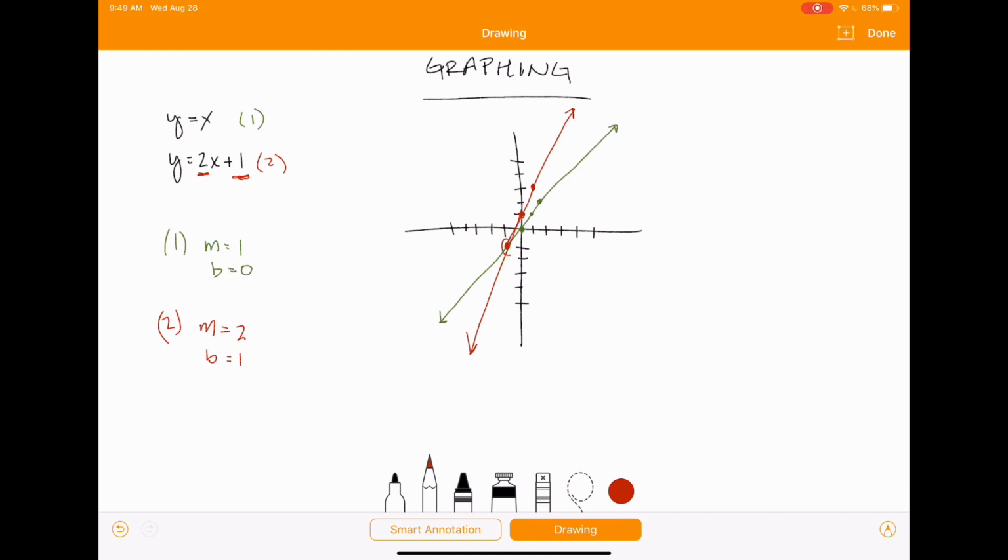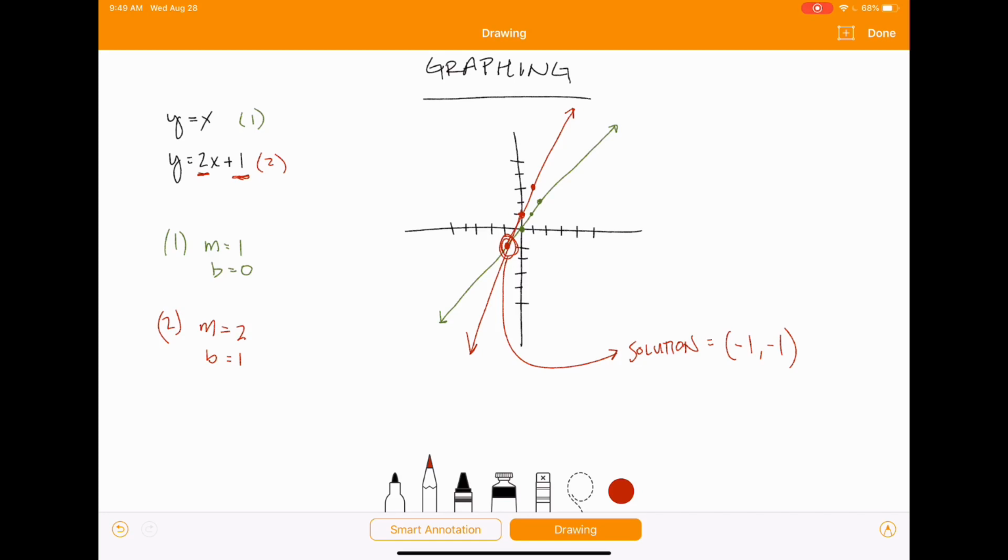You can see that this point right here is where they intersect, so that's our solution. And that's going to be -1, -1 is our solution to this system of equations.